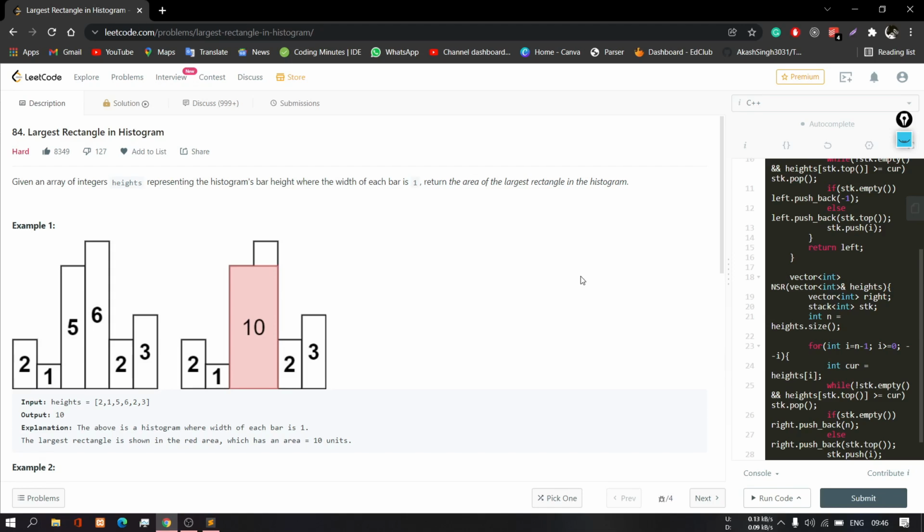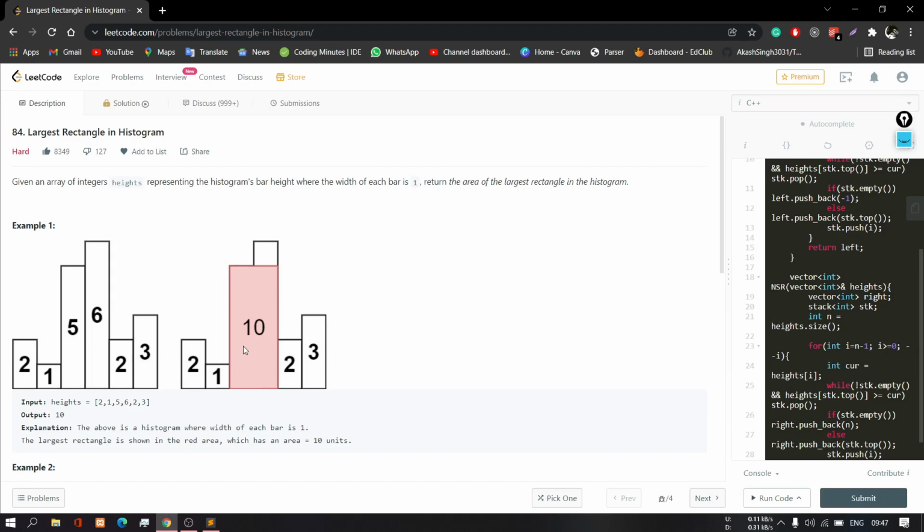So the question is: given an array of integer heights representing the histogram's bar heights, where the width of each bar is 1, return the area of the largest rectangle in the histogram. For example, if you see here, there is a histogram like 2, 1, 5, 6, 2, 3, and you have to return the maximum area of the histogram, meaning the largest rectangle of the histogram. For example, you can see this is the answer here, 10.